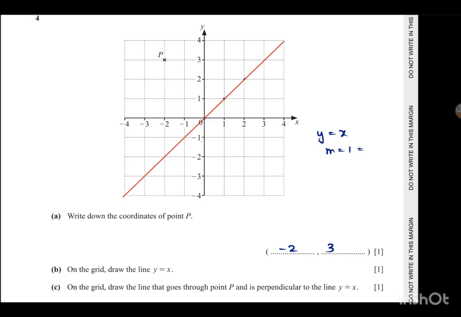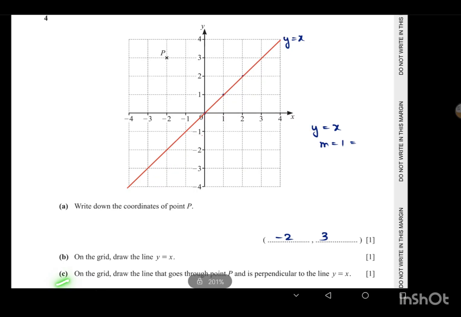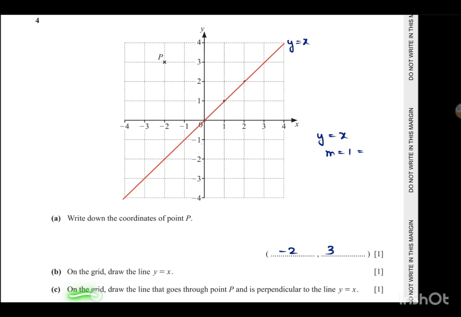This is the line y = x. Question C: on the grid, draw the line that goes through point P and is perpendicular to the line y = x. So now we have to draw a line perpendicular to the line we have already drawn, and it has to pass through P.